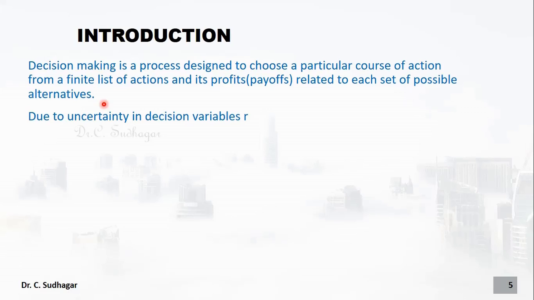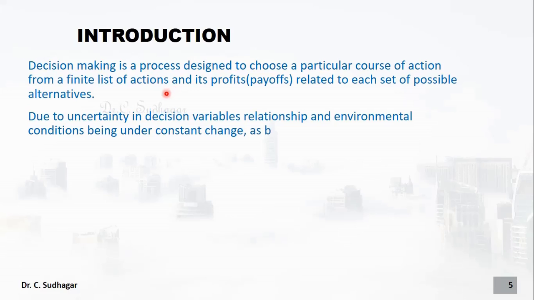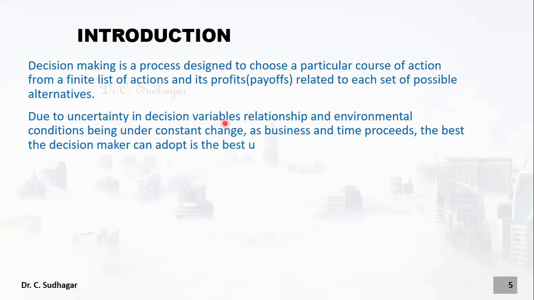In any business, the data may be available or it may not be available. If the data is certain, then it is very easy for us to make decisions. Due to uncertainty in the decision variables' relationships and environmental conditions being under constant change, as business and time proceed, the decision maker can adopt a decision that is the best under the circumstances.